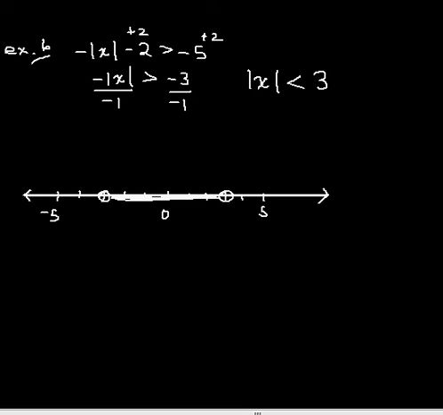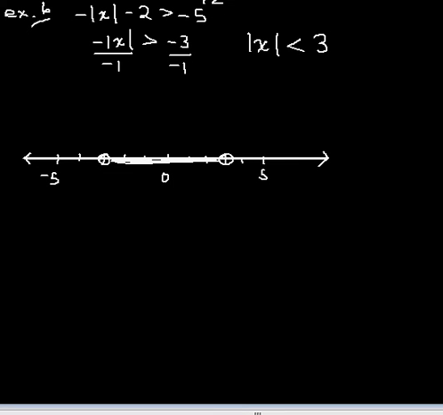Alright, let's try one on your own. I'm going to do practice problem A, or have you do it, so you try this one. It is negative absolute value of x minus 9 is greater than negative 11. I'm going to stop the video and turn it on in just a minute. Okay, let's see if you got this.